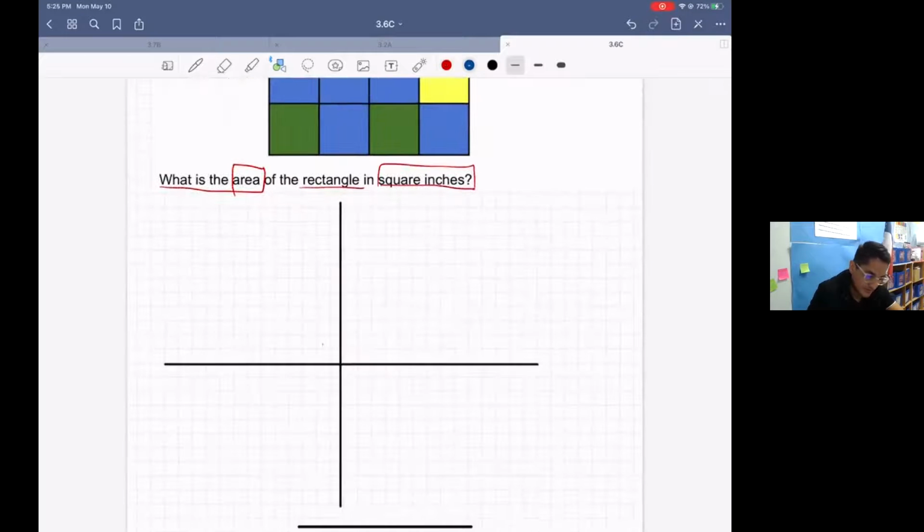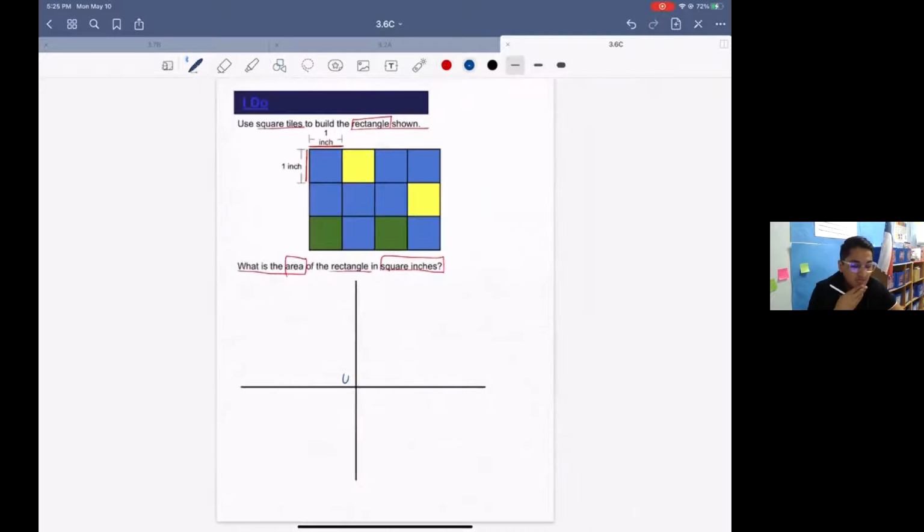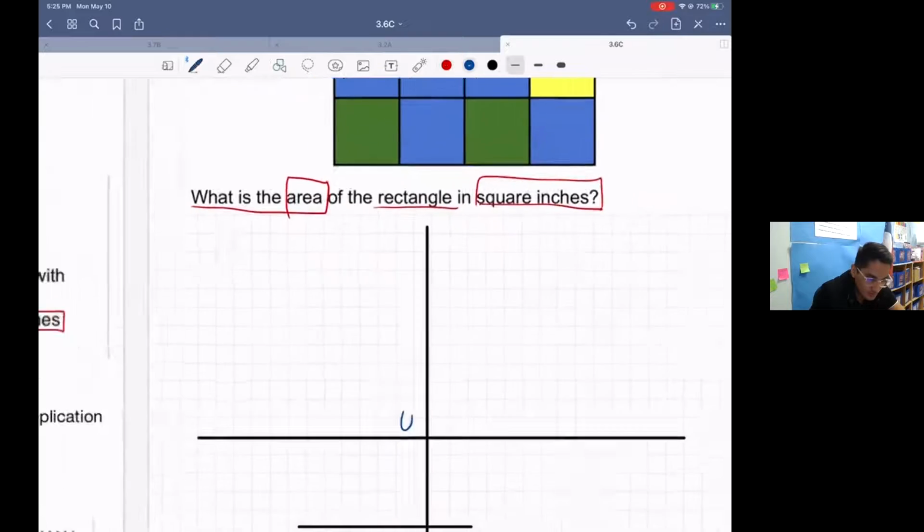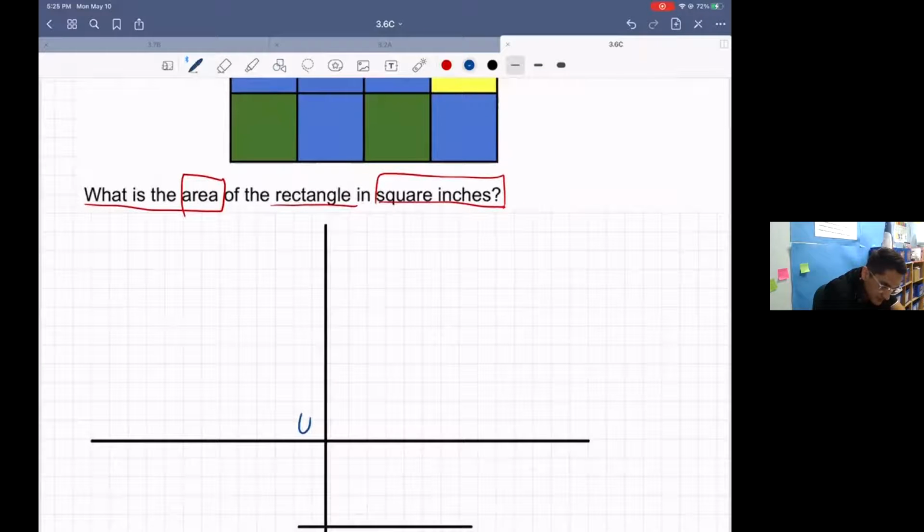Okay, so my U for understanding. What do I know? What's the information that I know? Okay, so I know that 1 unit equals 1 inch.